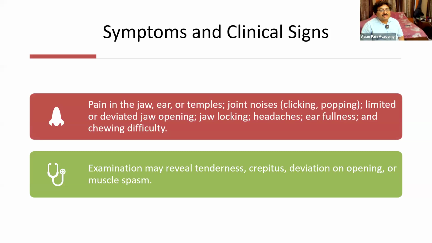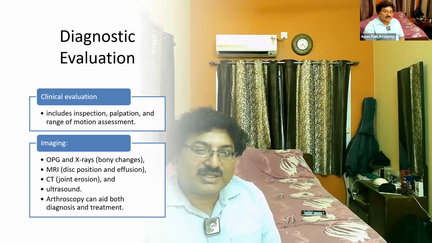Now, coming to the symptoms and clinical signs. Basically, there is pain in the jaw, ear, temples, and the joint. Sometimes there could be a clicking or popping noise, and there is limited jaw opening. Sometimes there could be jaw locking. Sometimes it can cause headache or ear fullness, and sometimes chewing difficulty as well. Examination will reveal tenderness at this point, but remember, the nature of pain is usually different. Here the tenderness is mainly nociceptive, not an electric shock-like feeling, in contrast with trigeminal neuralgia. Sometimes there could be crepitus while palpating it, there could be deviation on opening, and there could be muscle spasm as well.